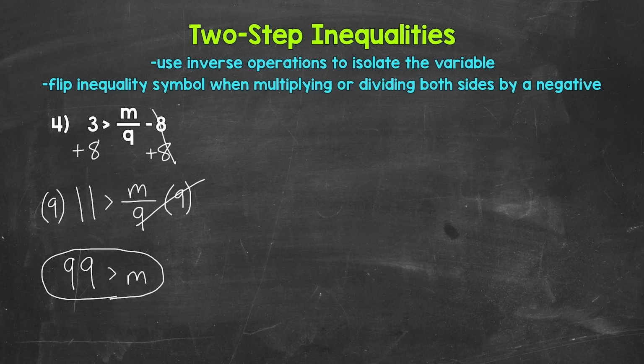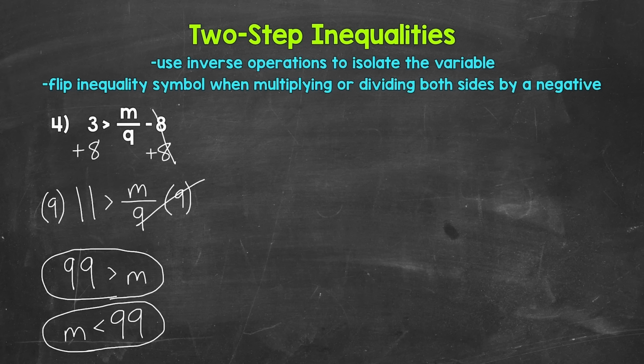And remember, we can always rewrite an inequality with the variable coming first. It can make an inequality easier to work with. And all we need to do is write the variable first and then make sure the inequality symbol is going the correct way. So it needs to open up towards 99 here. M needs to remain less than 99. So m is less than 99. Either way works there, but keep in mind you can rewrite it with the variable coming first.